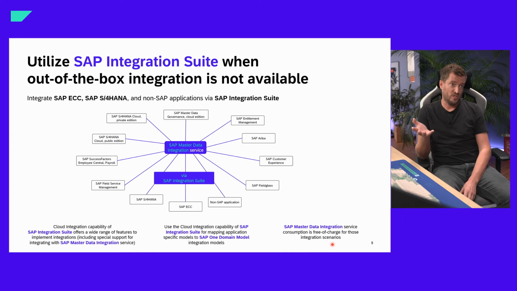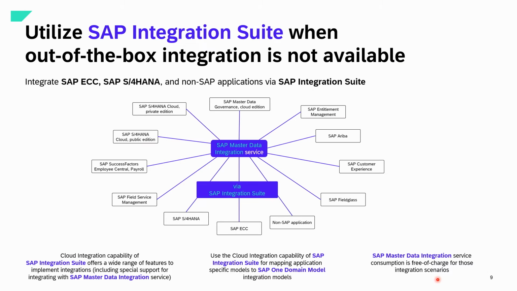That's a good point, and actually directly leading to my next slide. Although there are already many integrations available, an out-of-the-box integration is not always available. But also for this purpose, there is a feature in place, and SAP Integration Suite can be utilized. SAP ECC, SAP S/4HANA, and non-SAP applications can be integrated via the SAP Integration Suite. The cloud integration capability of the SAP Integration Suite provides an MDI adapter implementation that can be used to create integration flows and also includes a UI to map application-specific models to the SAP One Domain model.